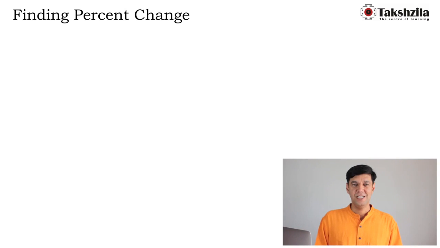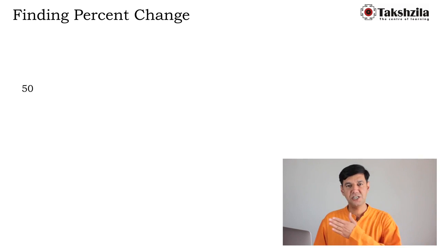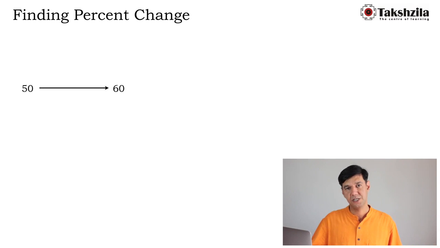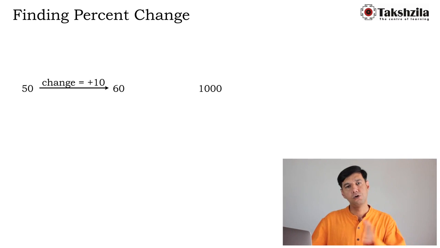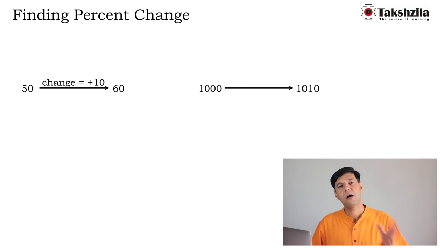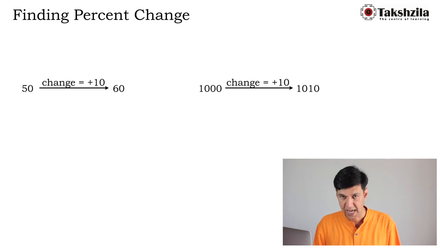Another form of calculation that is very prevalent is finding a percentage change. So let's look at two scenarios. We have a value 50 and which changes to, so there's an arrow line which shows the change throughout in this series of lectures, changes to 60. So obviously the change is plus 10. Compare it with another scenario. I start with the value 1000 and that also changes to 1010. So the change in the second case is also 10.